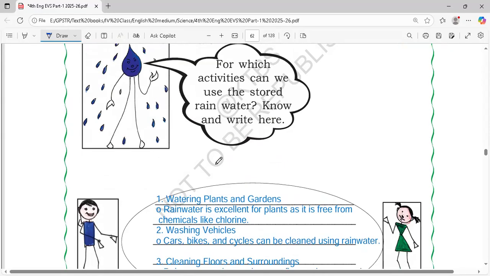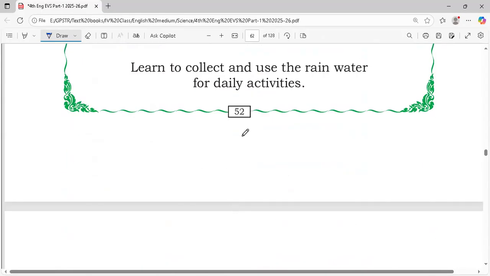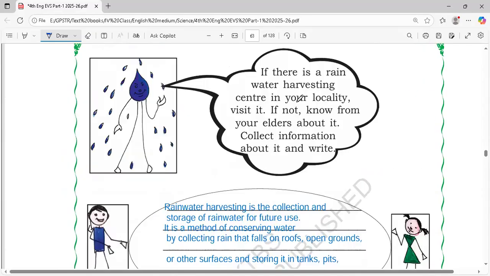Uses of rainwater. First one, watering plants and gardens. Rainwater is excellent for plants as it is free from chemicals like chlorine. Second, washing vehicles. Cars, bikes, and cycles can be cleaned using rainwater. Third one, cleaning floor and surroundings. How? Rainwater can be used to mop floors, clean verandas, and outdoor areas. Learn to collect and use the rainwater for daily activities.